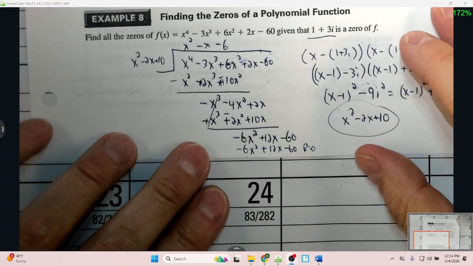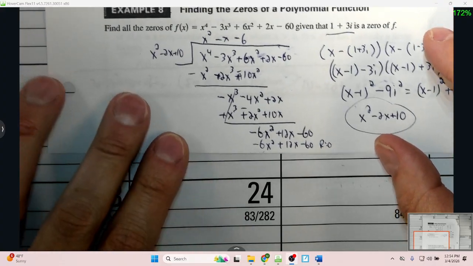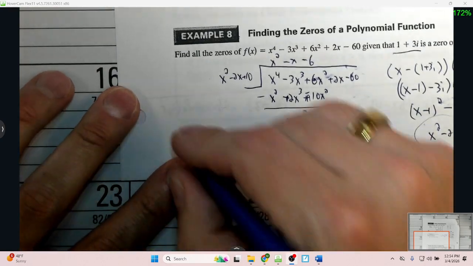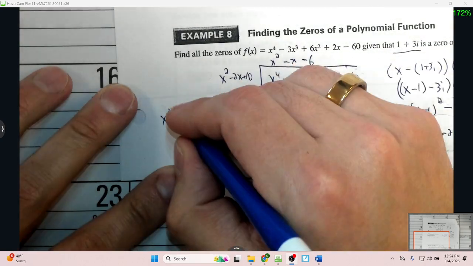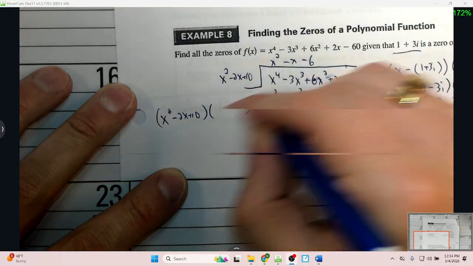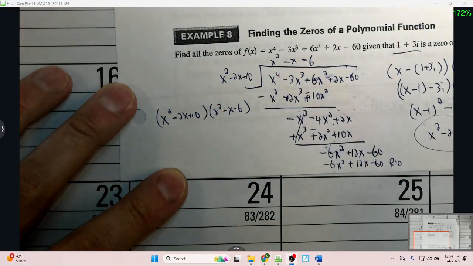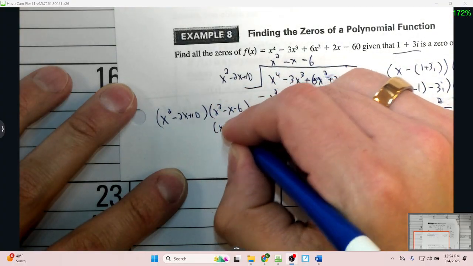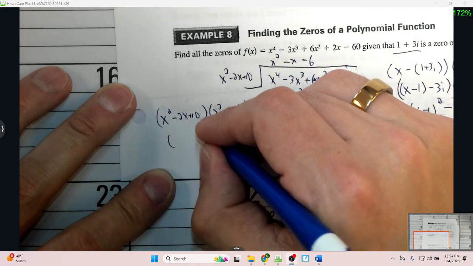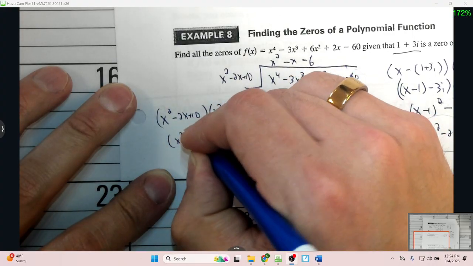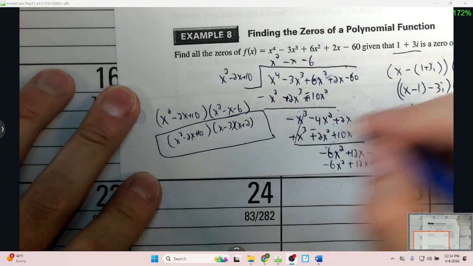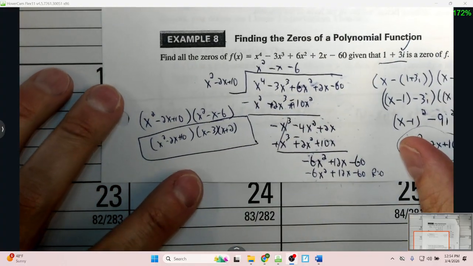So that means that this polynomial factors in such a way that it's x squared minus 2x plus 10 times x squared minus x minus 6, which is x minus 3 times x plus 2. And if you want, you can leave this here. Now, if they say linear factors, this doesn't count as your answer, right? And it says find the zeros, so we know that this is a 0, right? We know that that's a 0.